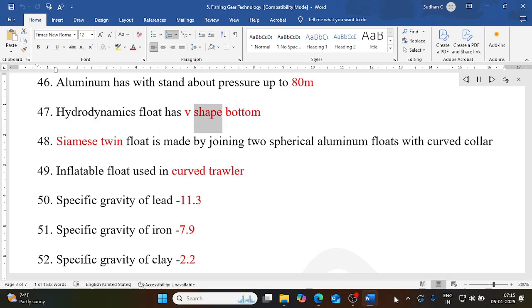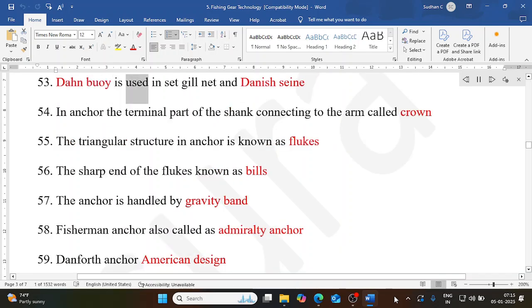Hydrodynamic float has a V-shaped bottom. Siamese twin float is made by joining two spherical aluminum floats with a curved collar. Inflatable float is used in a stern trawler. Specific gravity of lead is 11.3. Specific gravity of iron is 7.9. Specific gravity of clay is 2.2. Dan buoy is used in set gill net and Danish seine.